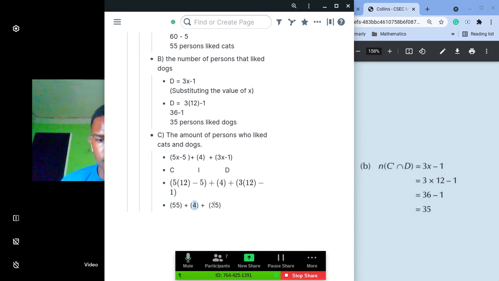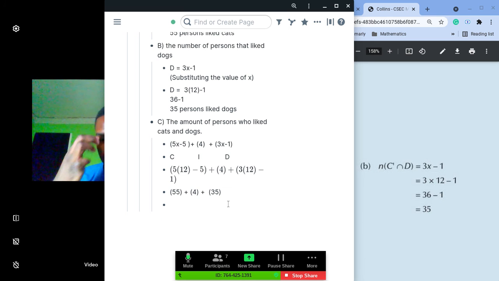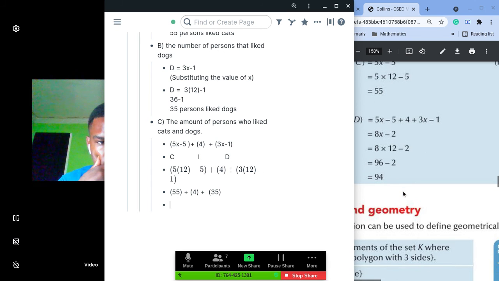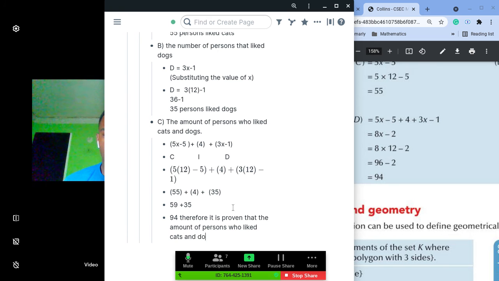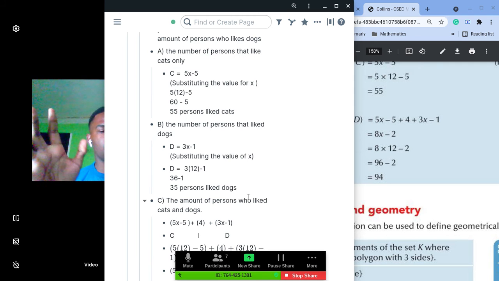Let's add all of them together and let's see what we get. You should get 94. So what is 55 plus 4? 59. And what is 59 plus 35? 94. So therefore, you're going to put the statement: therefore it is proven that the amount of persons who liked cats and dogs is 94. But we're not finished.